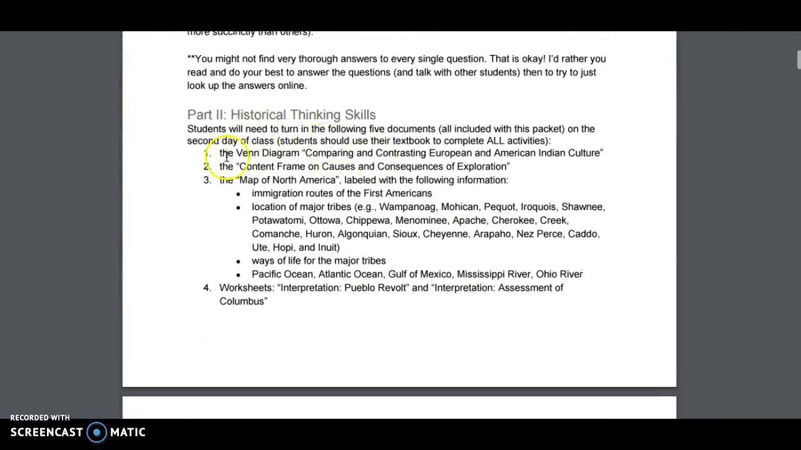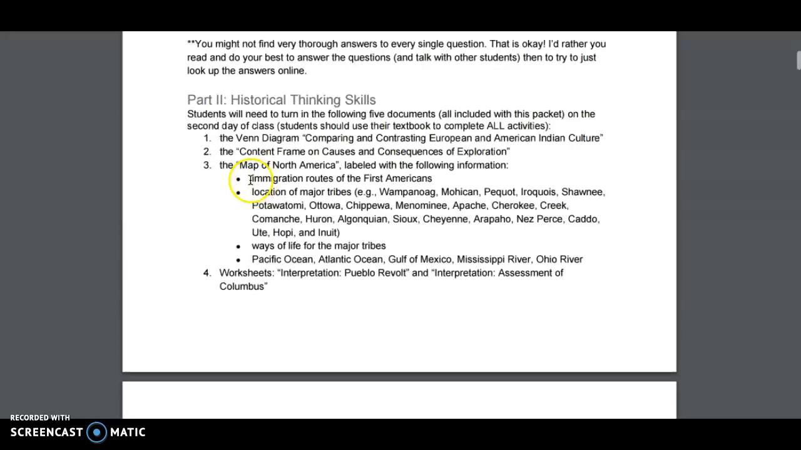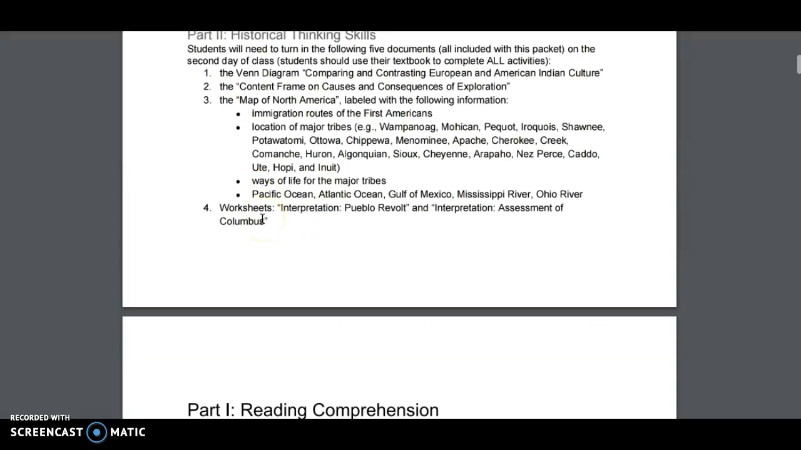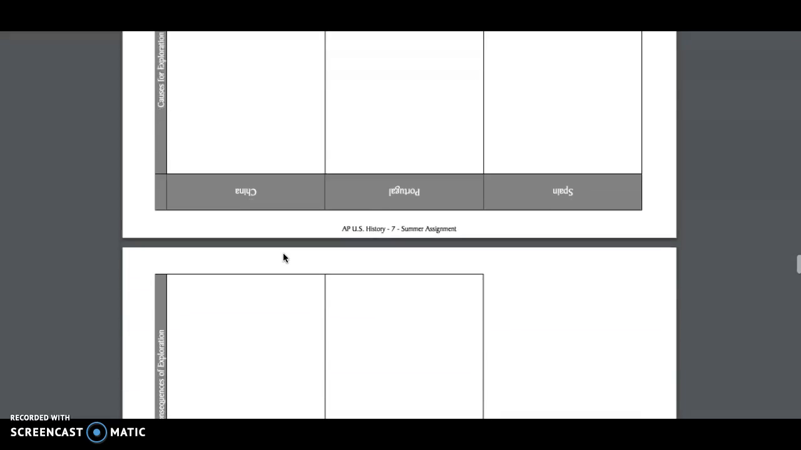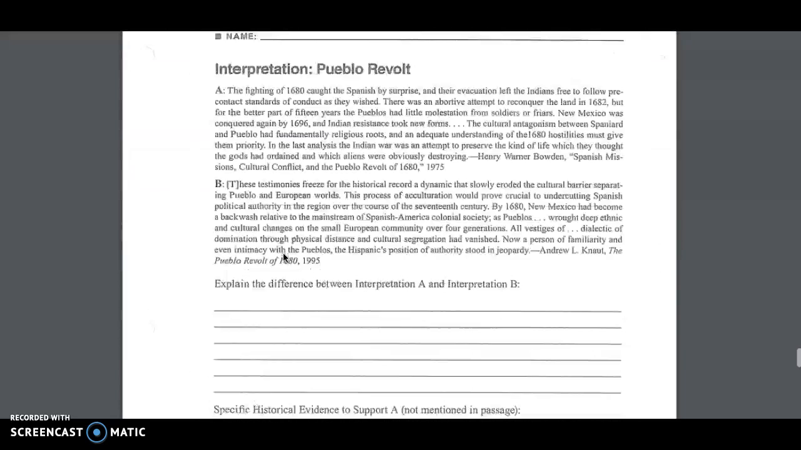Part two is those historical thinking skills. I show you that Venn diagram. I showed you the content frame, that chart, and then the map of North America, and here are the directions of what actually to include on that map. And then there are two worksheets, and I think these ones mostly have to do with chapter two. So let me show you the last two worksheets.